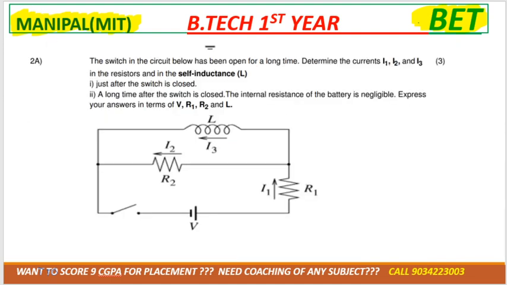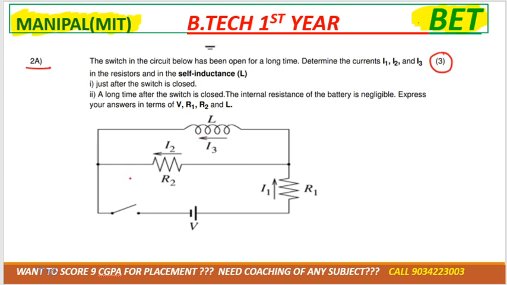Now question number 2(a), and this is a transient-based question of 3 marks. So see what they have said. The switch in the coil has been open for a long time. Okay, the switch has been open for a very long time. Determine the currents I1, I2 and I3 in the resistor and in the self inductance coil. We have to find I1, I2, I3 just after the switch is closed. Okay, just after the switch is closed.